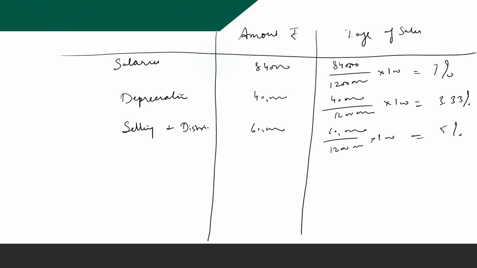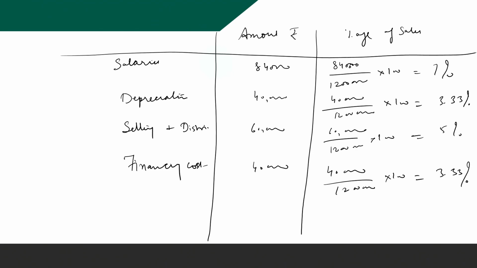Then again we are given the financing cost. So here the financing cost we are going to take up as a variable expense because it is not interest. So we are taking financing cost, which is again 40,000 rupees, to be divided by 12 lakh into 100, is 3.33%.